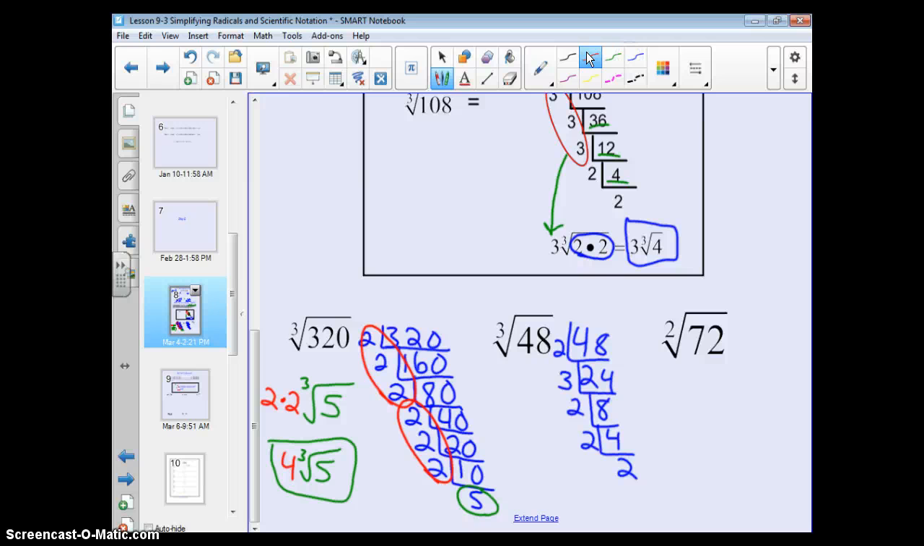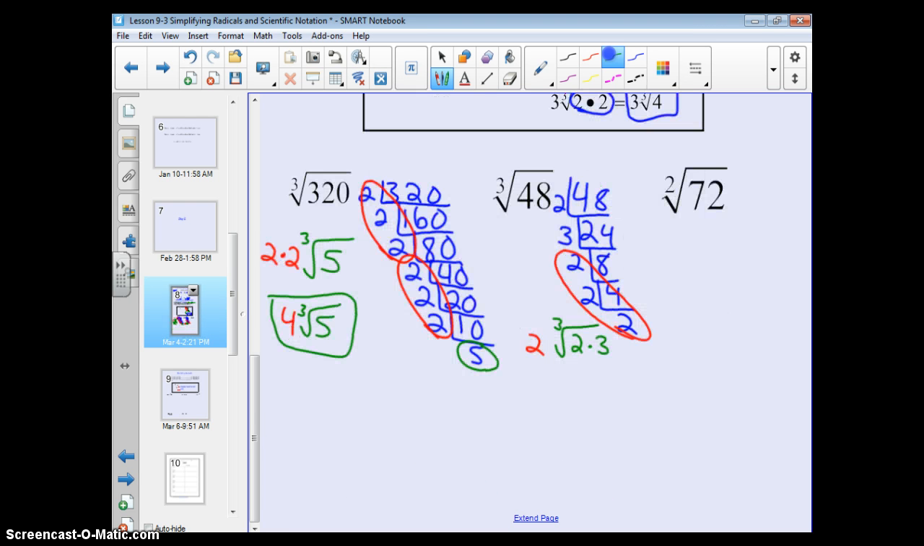So again, I'm going to look for all my groups of 3. I have one group of 3 2s right here. So that comes outside. And then I have a 2 and a 3 left over. So I'm going to leave those underneath my radical. So now I'm going to just simplify that. I'm going to have 2 cube root of 6. And that's my final answer.